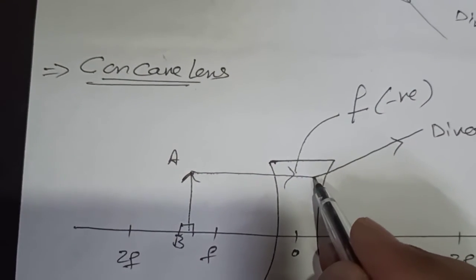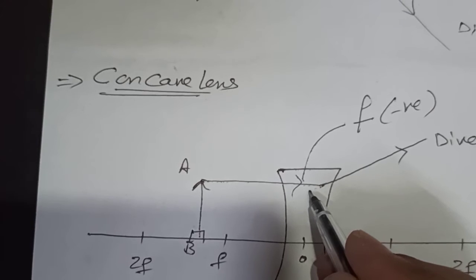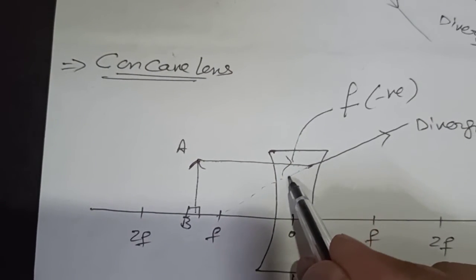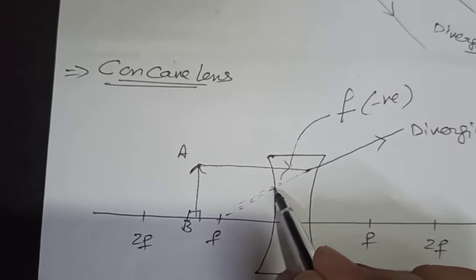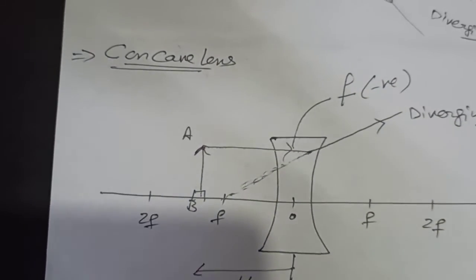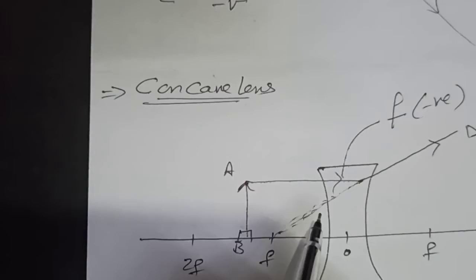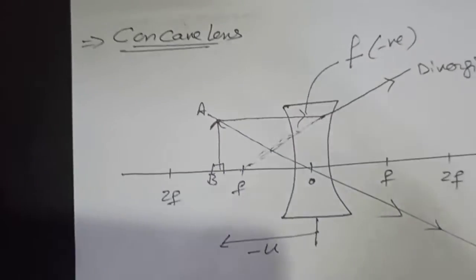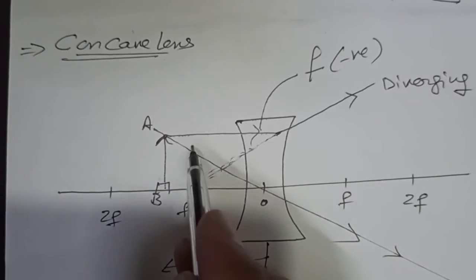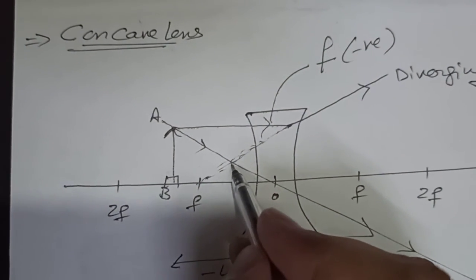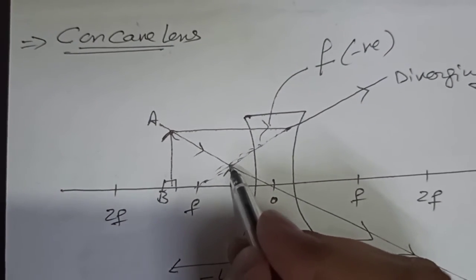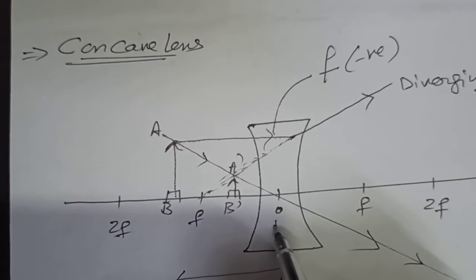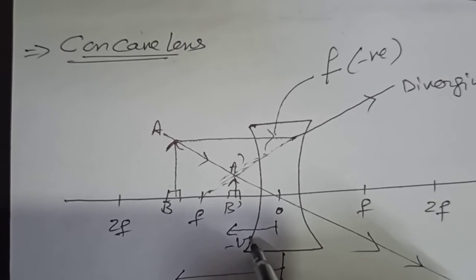Now we will produce this ray in the backward direction, so every parallel ray will pass through the focus, so this ray always passes through the focus. Another ray we will pass through the optical center and this ray passes through the optical center as it is. So we see that these two rays will meet at a point here. Here is A dash and B dash and hence we note down the distance as minus v.